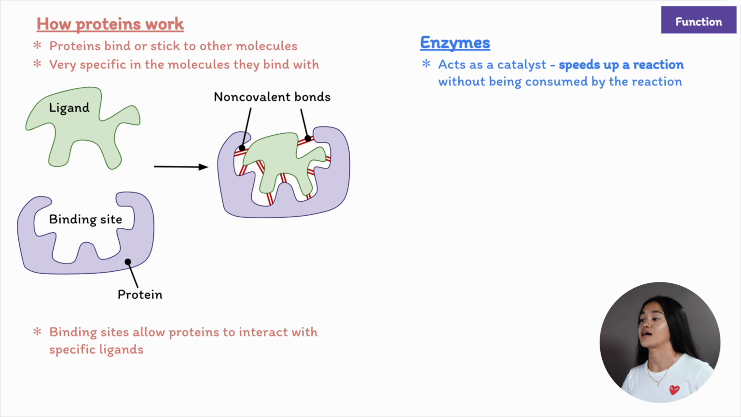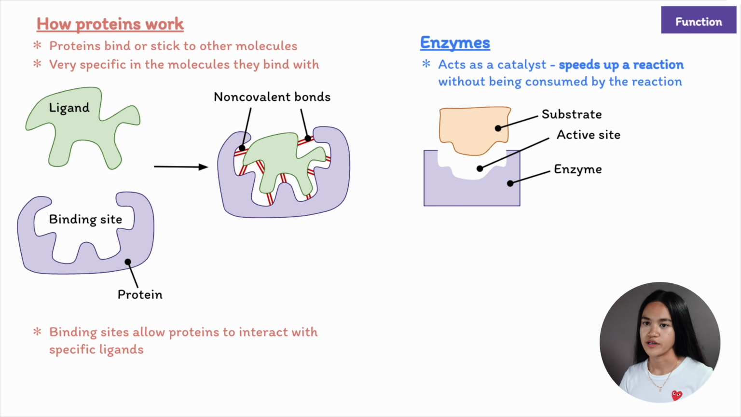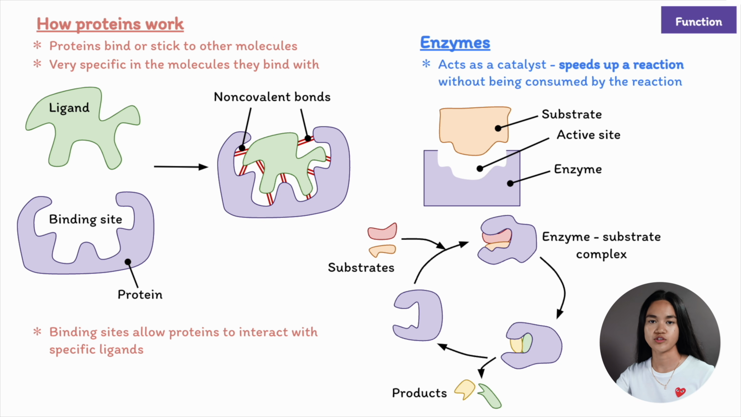Enzymes are an important class of proteins. They act as catalysts, which means they speed up chemical reactions without being consumed by the reaction. Enzymes bind to one or more ligands called substrates, and then the catalytic behavior of the enzyme transforms the substrates to the products, and they can do this over and over again without themselves being changed. We go through this in detail in the enzyme function and regulation lecture.